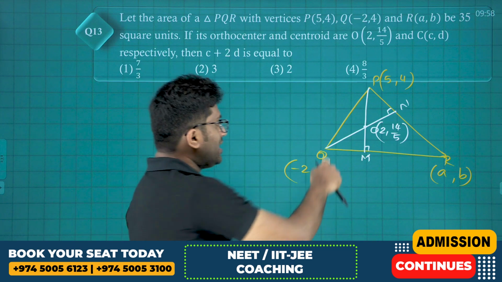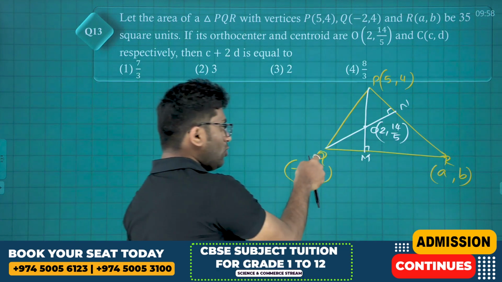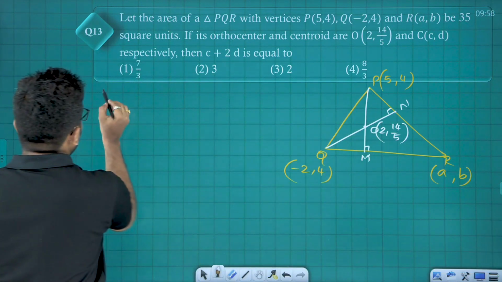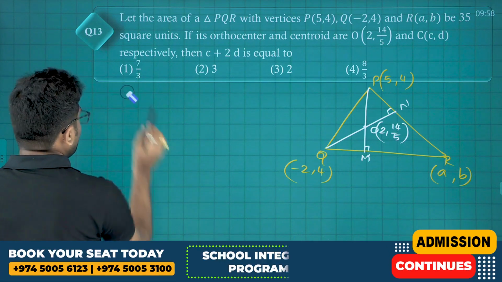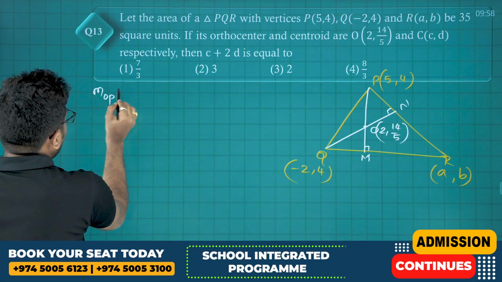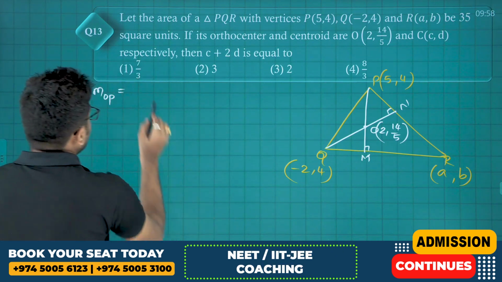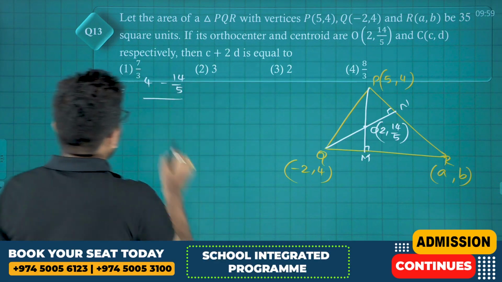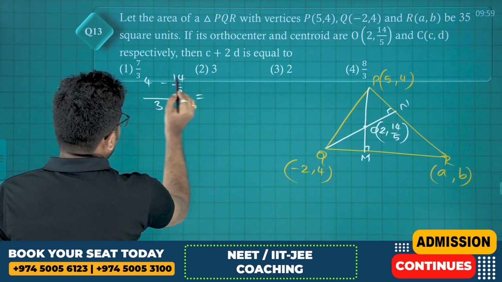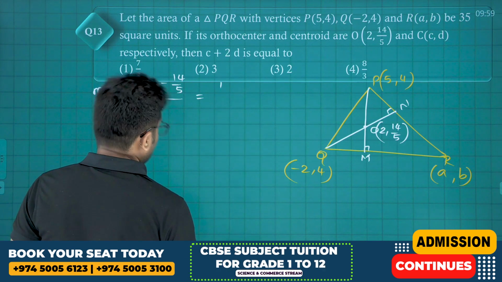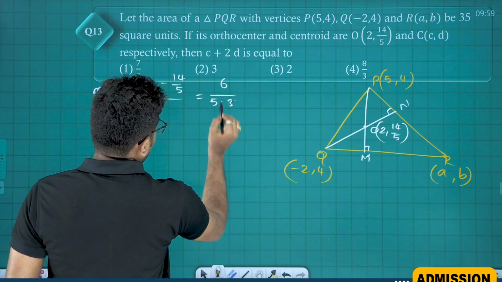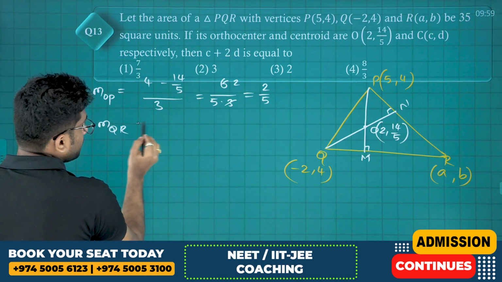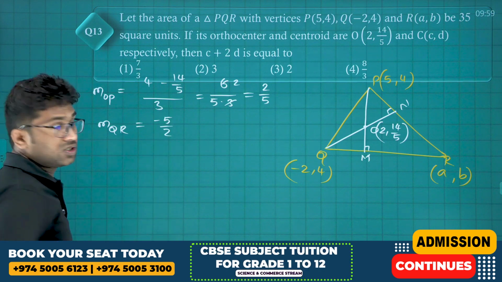Okay. So to get the equation of QR, we need slope. Actually, we have a point. So slope PM is perpendicular to QR, no? So what is the slope of OP? Slope of OP is equal to Y2 minus Y1, 4 minus 14 by 5, divided by 5 minus 2, which is 3. So 5 4s are 20. 20 minus 14 is 6. 6 by 5 into 3, which is equal to 2 by 5. Now the slope of QR will be minus 5 by 2 because these two are perpendicular.